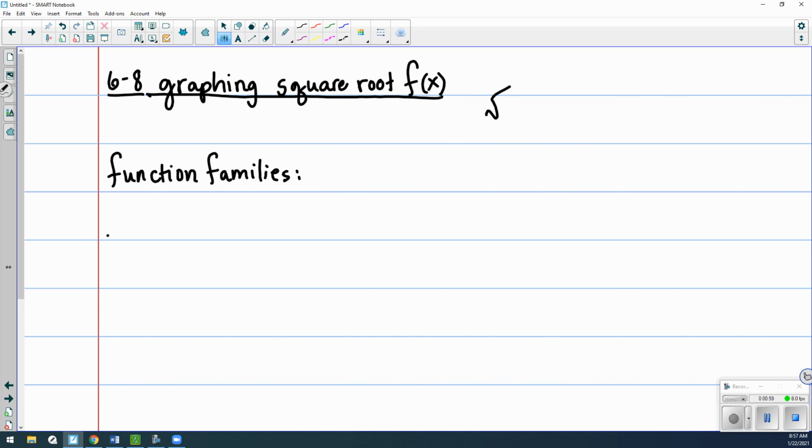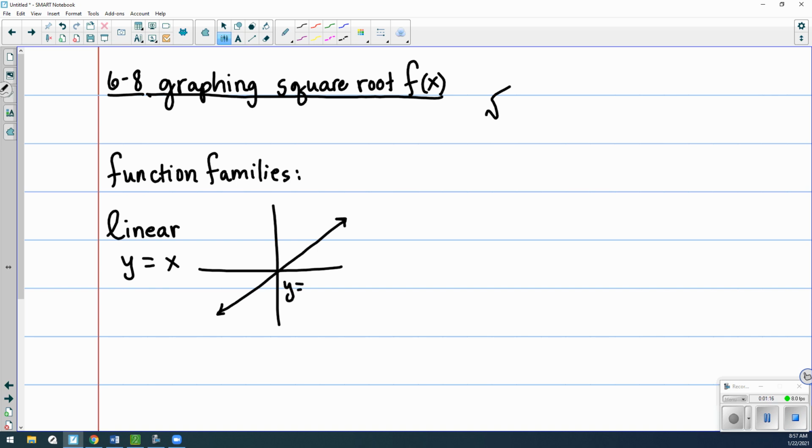So the first of our function families is the linear family. The linear family is based on the function y equals x. And the linear function family parent function looks like this, where it crosses through the origin, and it has a slope of 1 over 1.